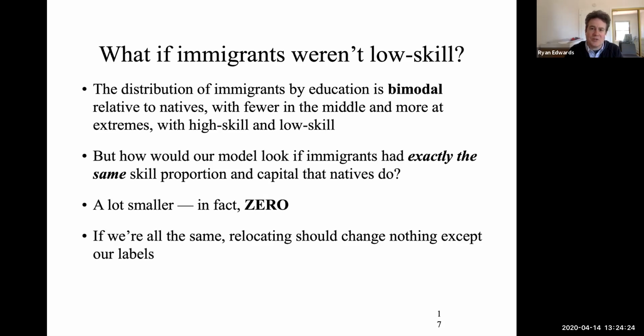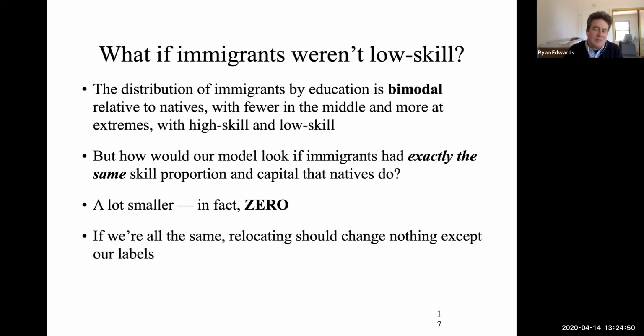the implications of this are, there's more of a bimodal distribution of skills among immigrants, meaning that you've got a bunch of folks who have less than a high school degree and a bunch of folks who are highly trained and who have professional degrees and PhDs and things like that. How would all this analysis change if immigrants had higher skills?